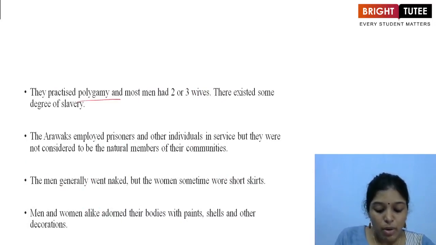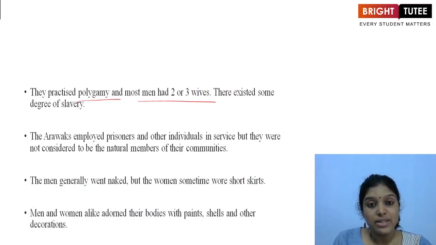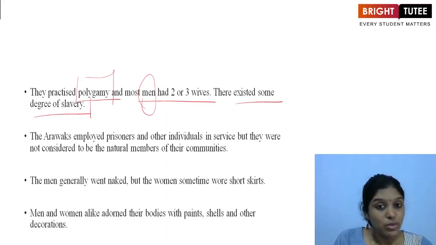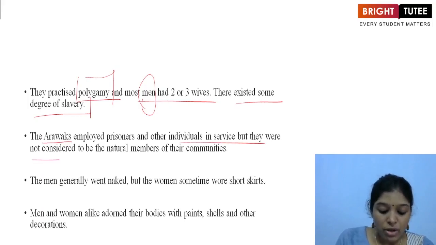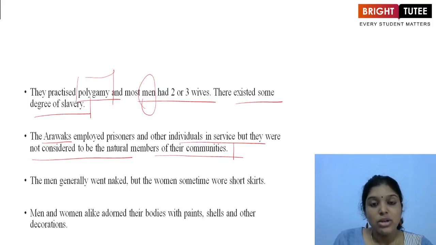And we see they practiced polygamy, and most men had 2 to 3 wives. So polygamy is when men were allowed to marry more than once. And there existed some degree of slavery. So although it's a peace-loving and friendly community, there were some practices of slavery. The Arawaks employed prisoners and other individuals in service, but they were not considered to be natural members of their communities. So whoever was caught from outside the community was allowed to work and give their services to the community, but they were not considered natural members but outsiders by the Arawaks.